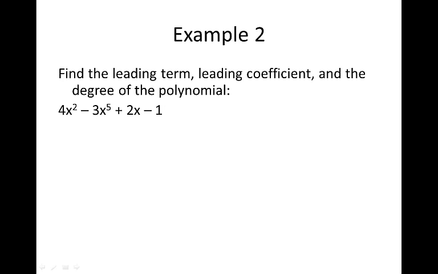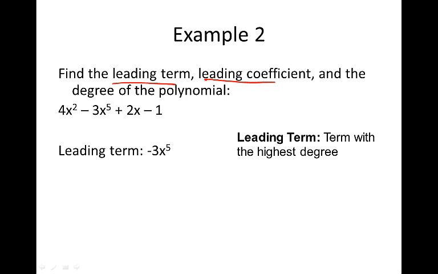Example 2. Now find the leading term, leading coefficient, and the degree of the whole polynomial. We got a new word here. So what does this mean? The leading term is negative 3x to the 5th. The leading term is the term that has the highest degree. Now often these polynomials are written in descending order, so that is often the first term. And when you write your final answer, generally it will be that way. But the leading term is the term with the highest degree. So we look through here, the highest degree is 5. It beats out the 2 and the 1 and the 0.